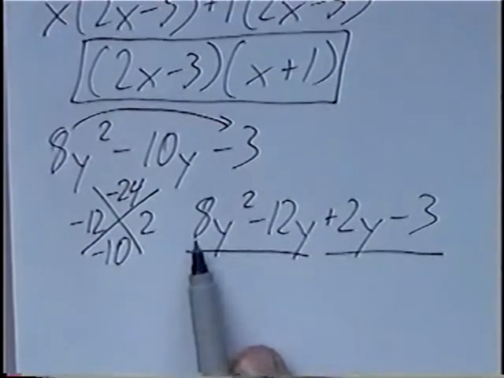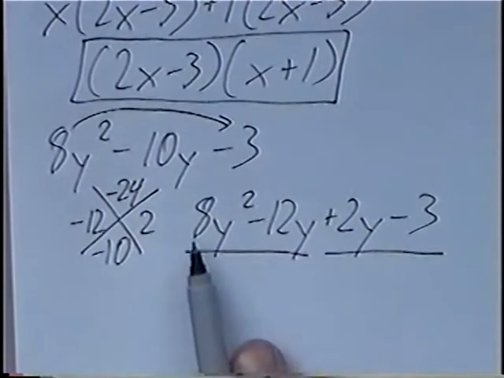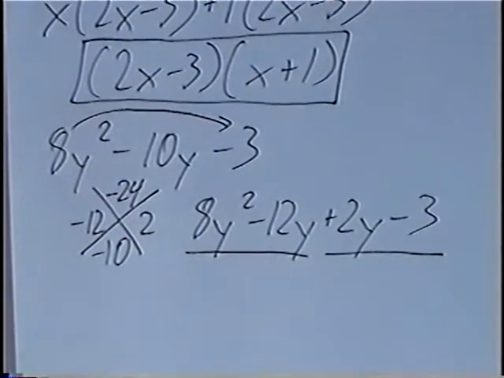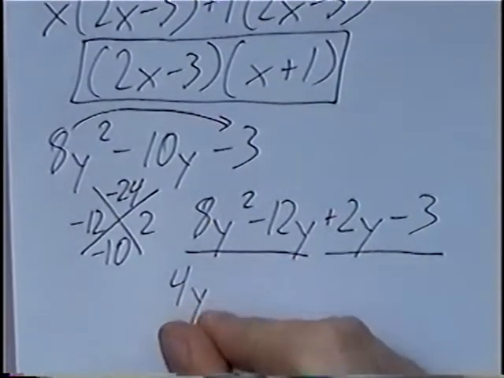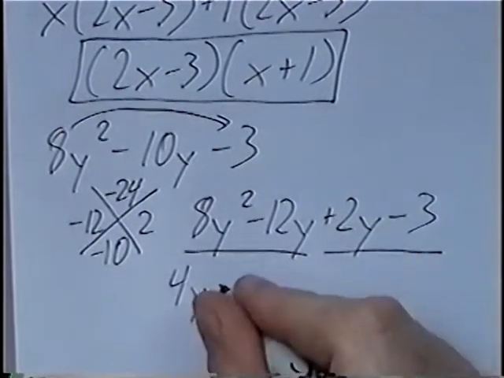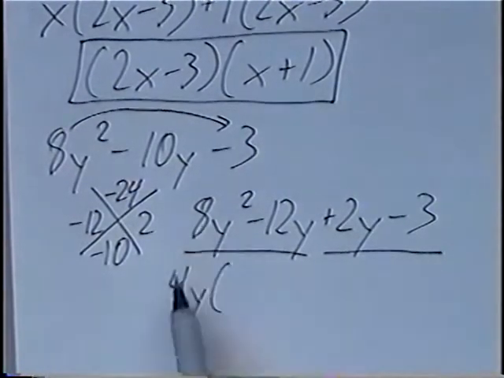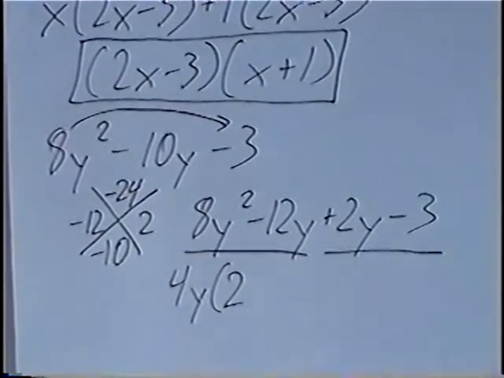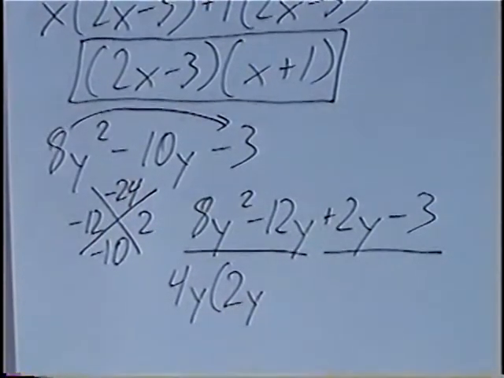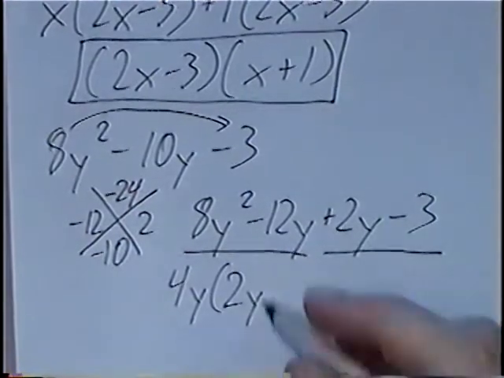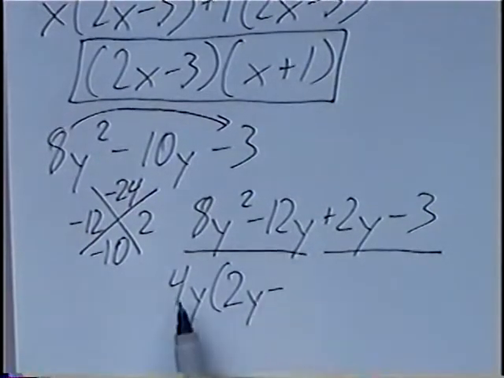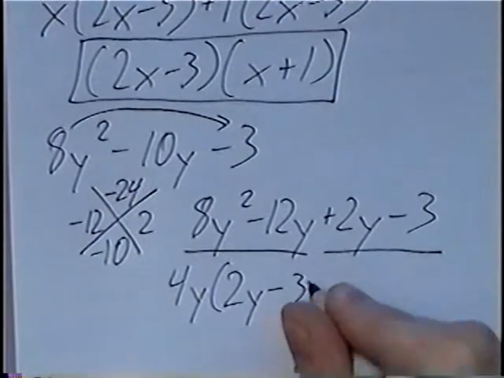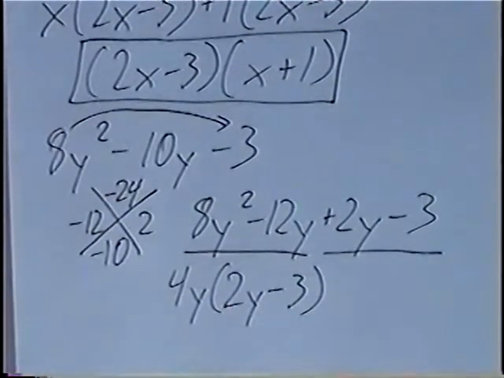The first two terms, 8 and 12, the biggest number that divides into 8 and 12 would be 4. And they both have the same variable, so the greatest common factor would be 4y. 8 divided by 4 would be 2. Y squared, taking out a single y, we're left with 2y. Minus sign we can bring down, and 12 divided by 4 would be 3, and the y again factors out, so we'll be left with 2y minus 3.